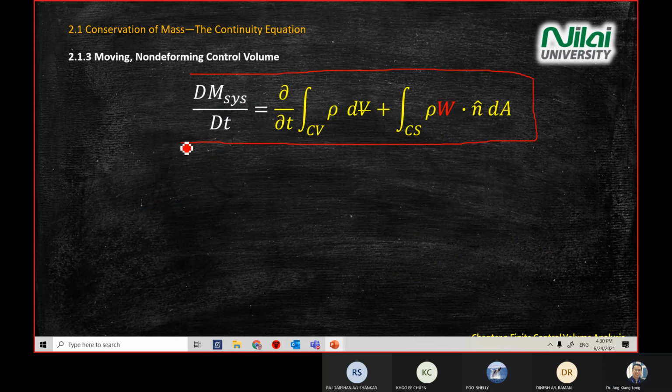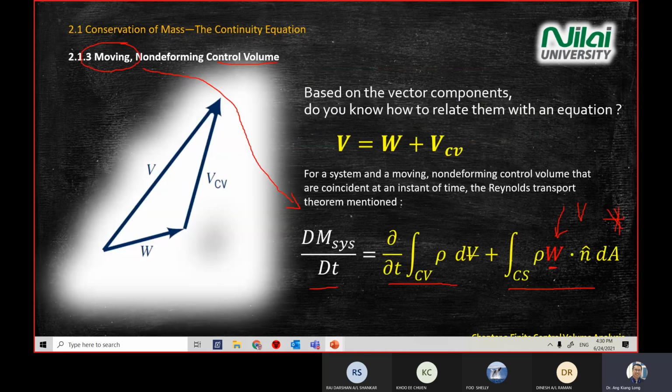A few new things for today: the vector diagram, and then the vector equation.